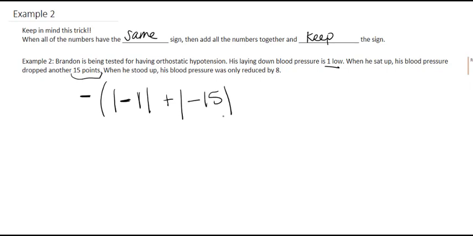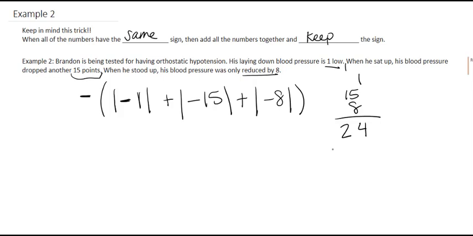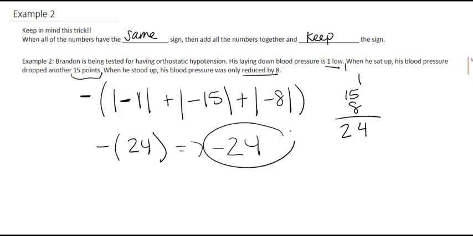So if we're going to do negative plus additional 8 points was reduced. So we're going to go -8. So we have 1 plus 15 plus 8. So 1 plus 5 plus 8 is equal to 14. We'll carry that 1. 1 plus 1 is 2. So we have 24 points. So we have 24 inside the parentheses, then we have the negative sign. So it shows negative 24 points we have dropped.